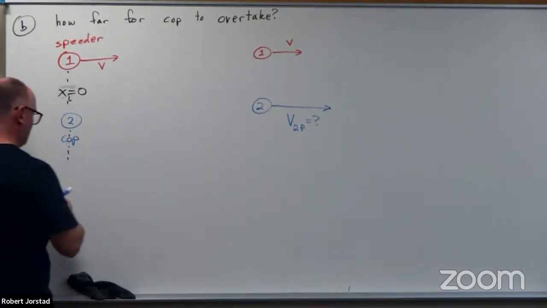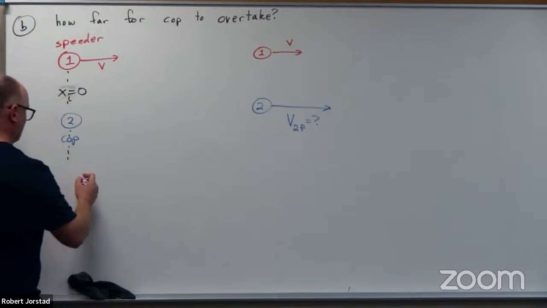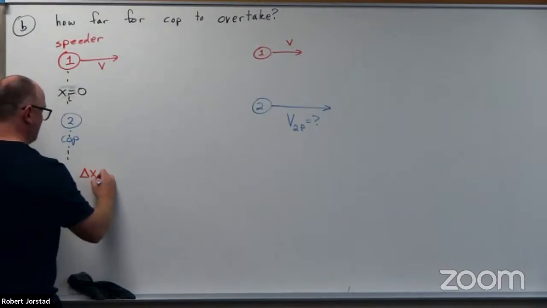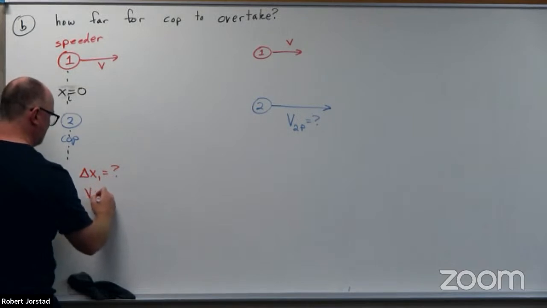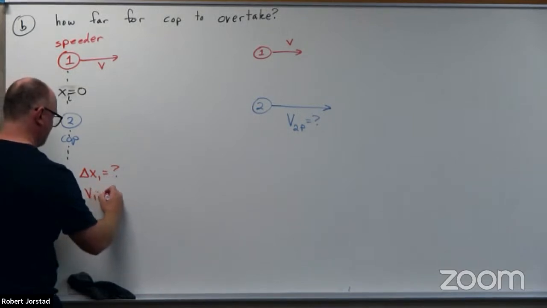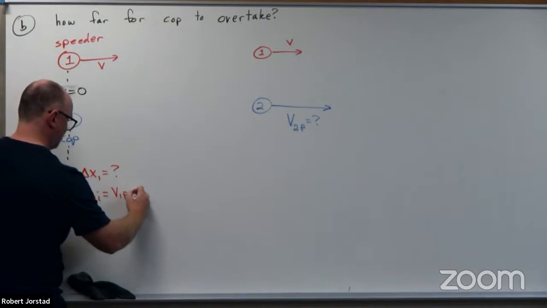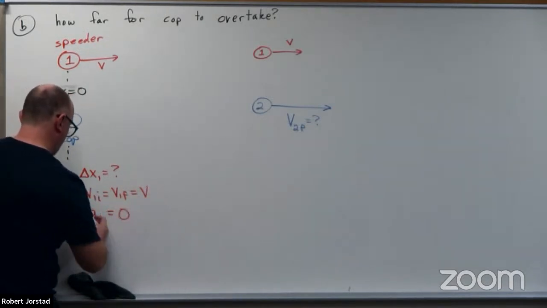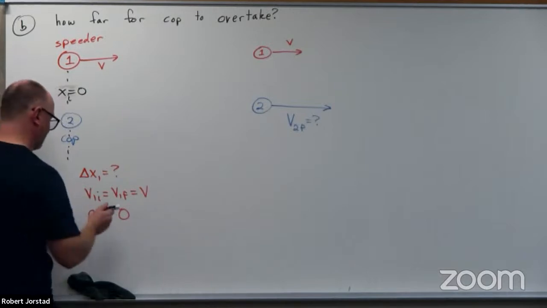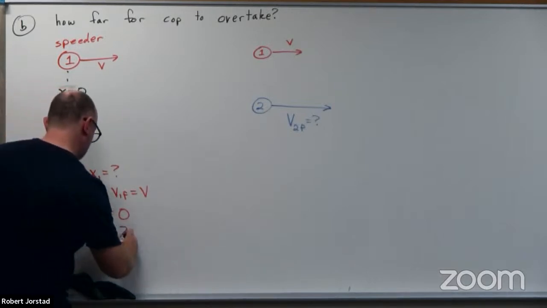We do know the following set of information here. We know that delta x1 is unknown. Velocity 1 initial equals velocity 1 final equals v. The acceleration of 1 is 0. And I only have one time because they both have the same time. Time is an unknown.